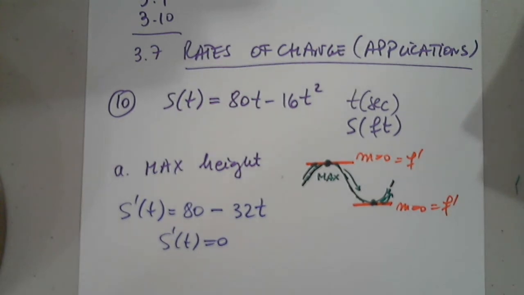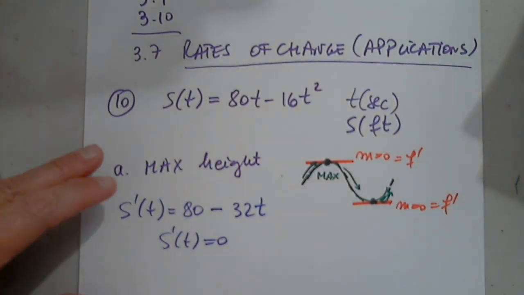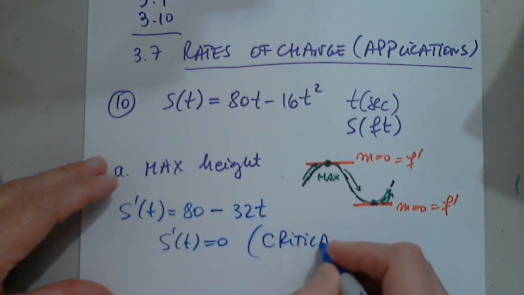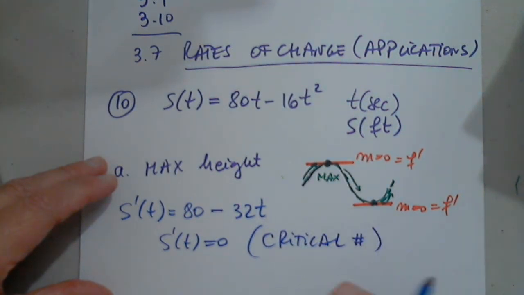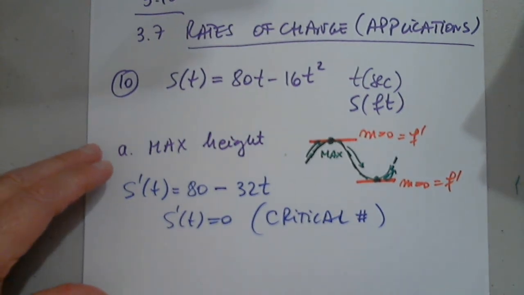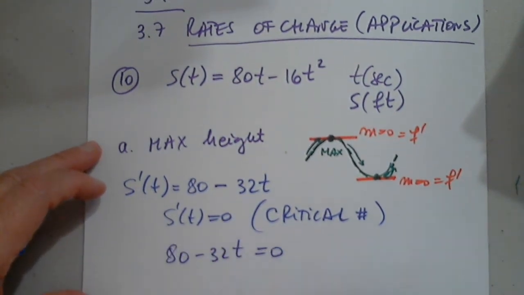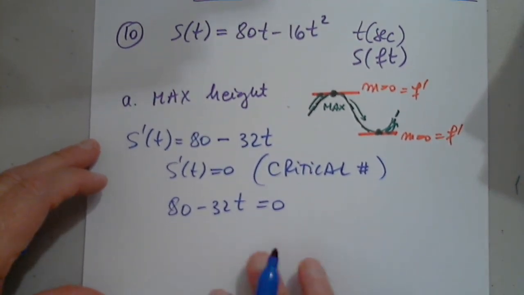And we say that we are looking for, and this is for chapter 4, a critical number. I'm going to come back to this in chapter 4. Okay, so then I have 80 minus 32t is 0. This is what type of equation? How do I address this? Solve across 0. Right, so this is linear.